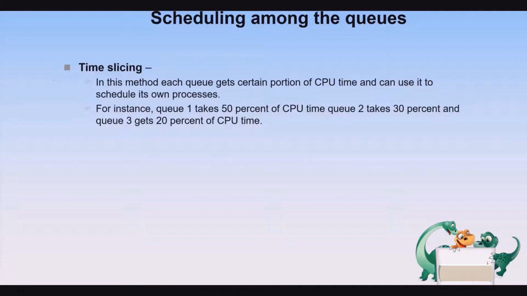So next is time slice, or time slicing. In this method, each queue gets a certain portion of the CPU time and can use it to schedule its own processes. For instance, Q1 takes 50% of the CPU time, Q2 takes 30%, and Q3 takes 20% of the CPU time. Each queue gets a certain amount of CPU time, which it can schedule amongst its processes. For example, if you are using two queues, 80% for the foreground and 20% for the background processes. Alright?